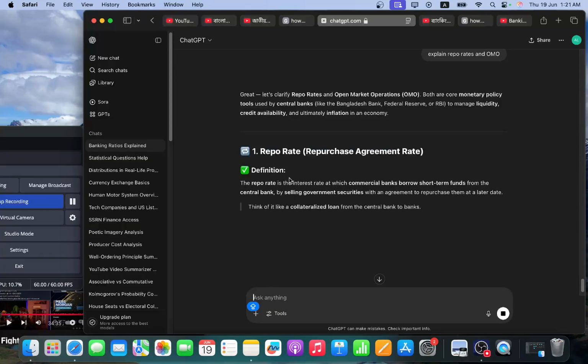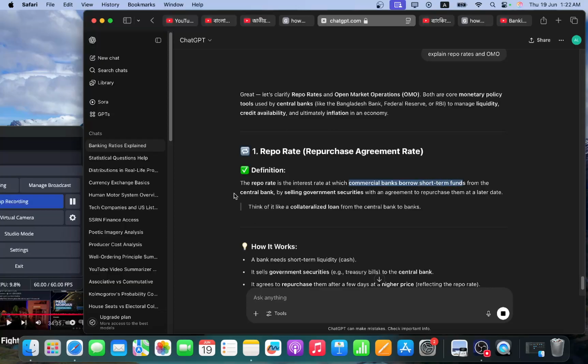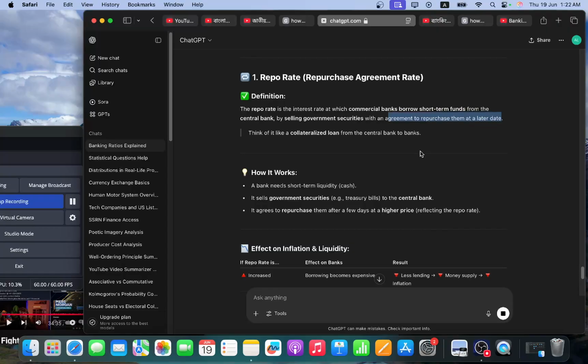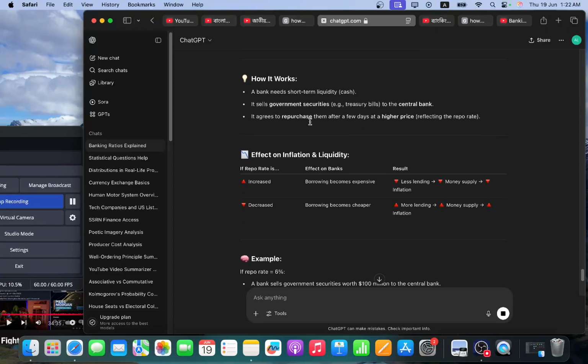The repo rate is an interest rate at which commercial banks borrow short-term funds from the central bank. Okay, it's the central bank, by selling government securities with an agreement to repurchase them at a later date. How it works: a bank needs short-term liquidity. It sells government securities, treasury bills, to the central bank. It agrees to repurchase them after a few days. So who is the seller? The seller is the central bank.